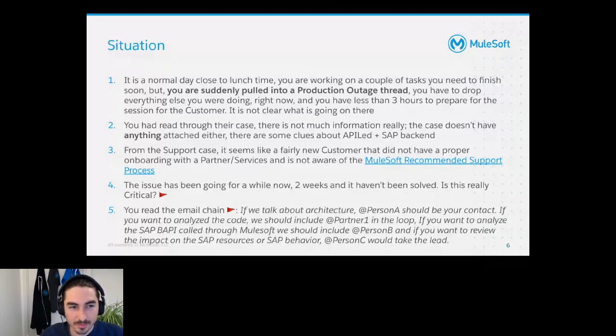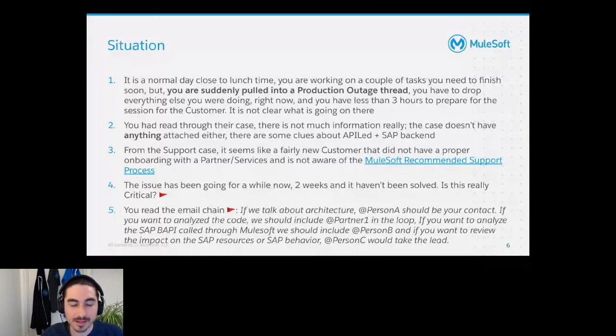You see that the customer is presenting, if we talk about architecture, person A should be your contact. If you want to analyze the code, we should include partner 1 in the loop. If you want to analyze the SAP BAPI called through MuleSoft, we should include person B. And if you want to review the impact of the SAP resources or SAP behavior, person C will take the lead. What you can see there is that it's very hard for someone coming externally, who is not part of their delivery teams or their partner team, to come and understand what all of this segmentation is about.